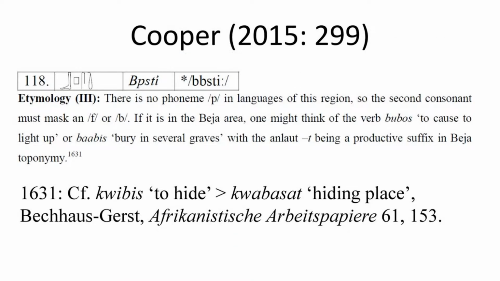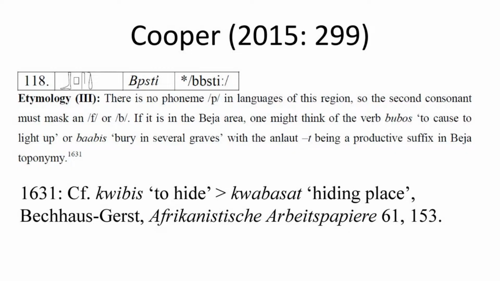So he says on page 299 that he gives an example of the toponym Bepsti, right? He says there is no phoneme P in languages of this region. So this is a region in Nubia. So the second consonant must mask an F or a B. If it is in the Beja region, one might think of the verb bubos, to cause to light up, or babis, bury in several graves, with an onset T being a productive suffix in Beja toponymy, right? So again, in the Beja language, names for toponyms are suffixed with the T.